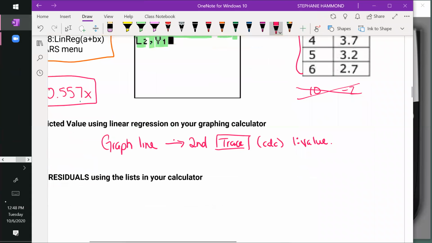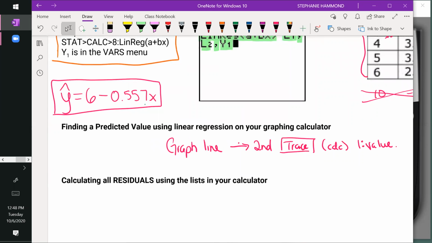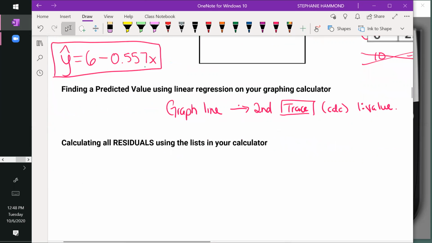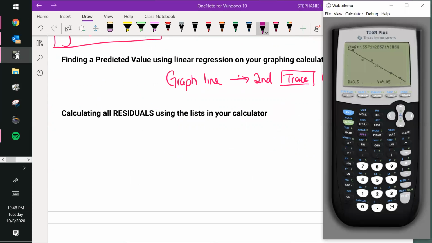Next thing, let's talk about calculating all the residuals. So we talked about residuals before. That's your actual value minus your predicted value for any data point in our data set. And we could calculate that by hand, but depending on the size of our data set, that could take quite a while. So since we have our graphing calculator, let's go over how to get all the residuals on our graphing calculator all at the same time.